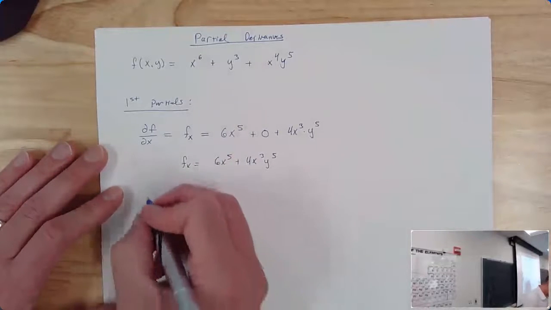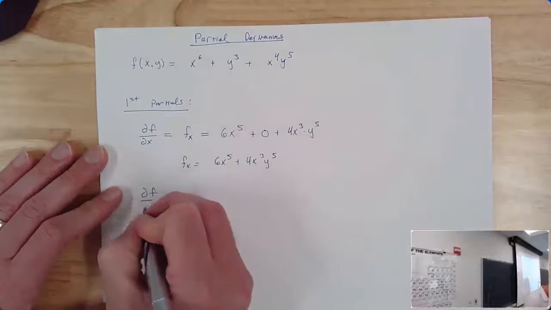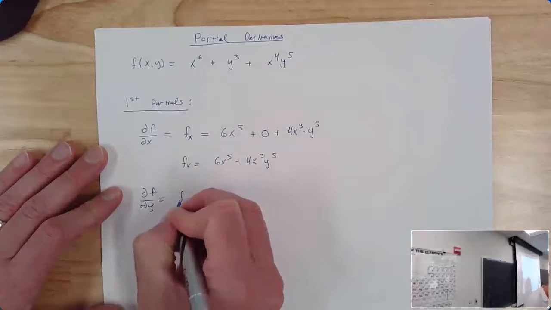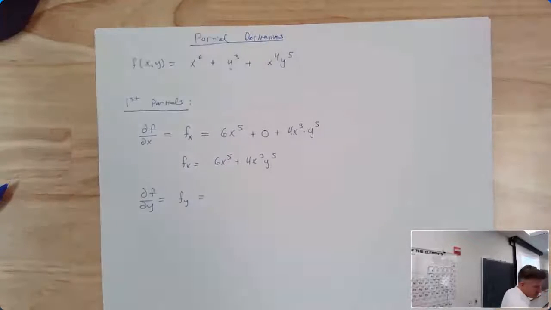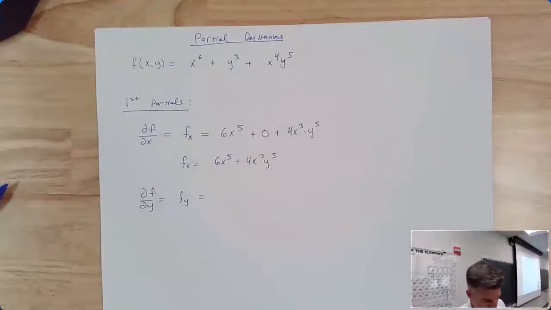So in the same sort of way, why don't you all find del f del y or fy? Go ahead. You all on Zoom too. You can even type it in the chat if you want to type the answer in the chat. You don't have to, but you could.